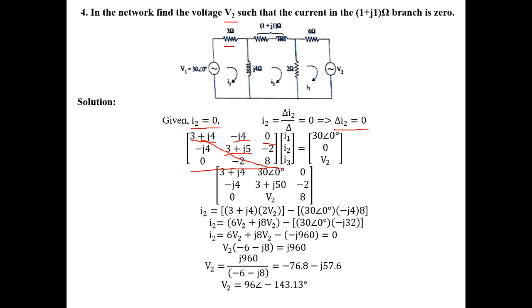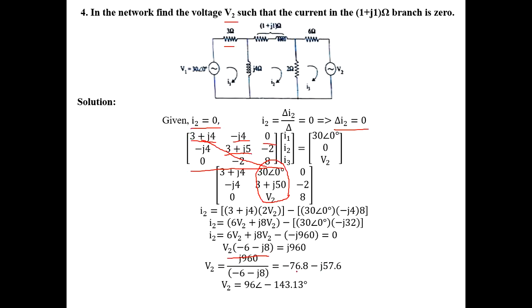The first loop voltage value is 30 angle 0 degrees. Here there is no voltage source, so 0. Then here the voltage value is V2. Here delta I2 is equal to 0. Delta I2 means just replace the second column by the voltage values. Next, calculate the determinant value. We got V2 into minus 6 minus 8j, which is equal to j960. From that we can calculate V2, which is equal to minus 76.8 minus j57.6.